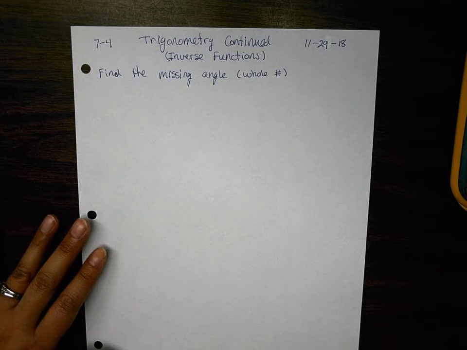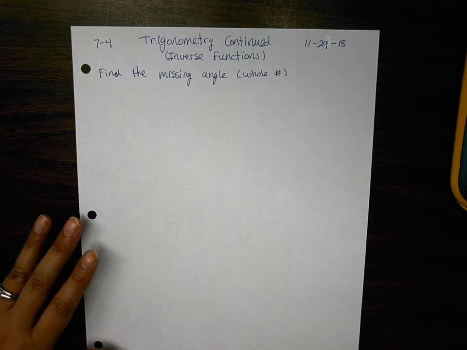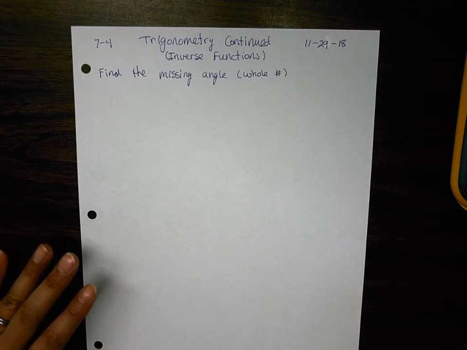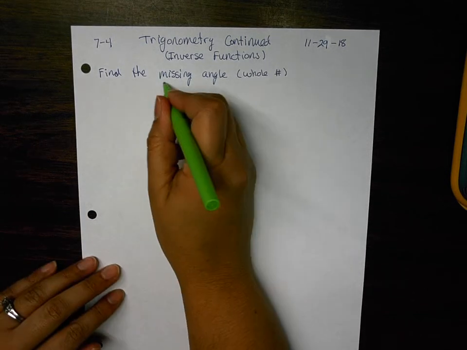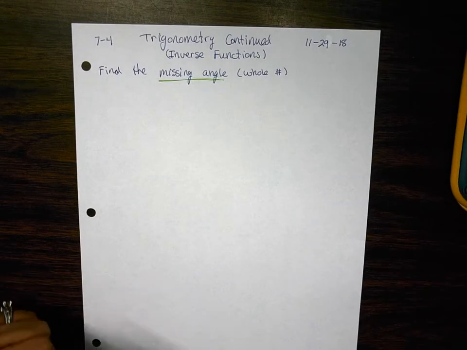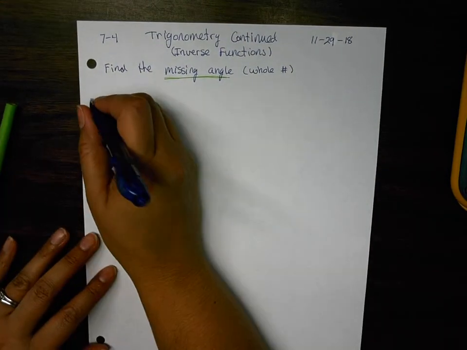Okay, how is this different from the review we just did? On most of the problems on the review, we were looking for missing what? Sides. And now I'm looking for missing what? Angles. Okay, so how does that change? Let's take a look first at what we're going to be seeing.